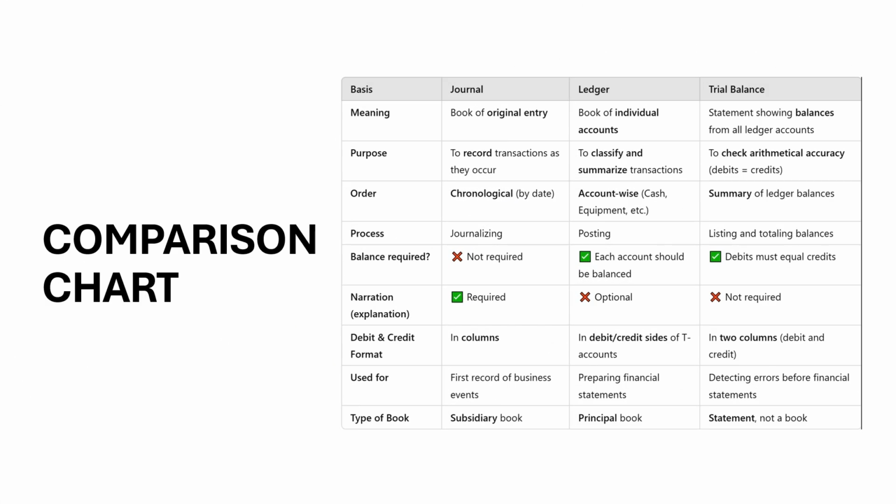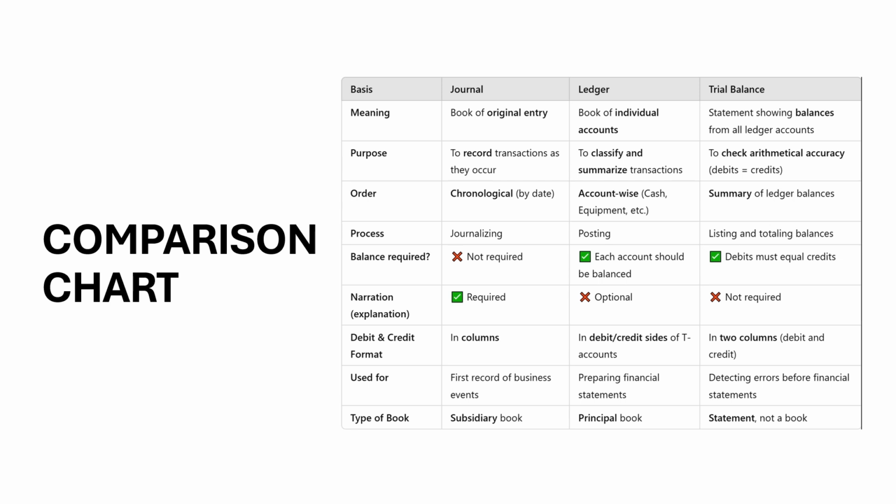To go further, this table gives a side-by-side overview of the differences between the journal, ledger, and trial balance. The comparison is based on a couple of criteria including meaning, record, process, balance required, narration, debit and credit format, used for, and type of book. For example, process. Writing in the journal is called journalizing, while moving journal entries to the ledger is called posting. Another one, how transactions are recorded.